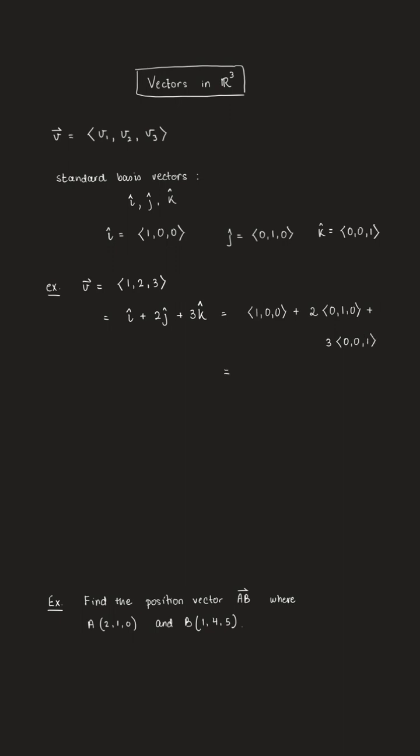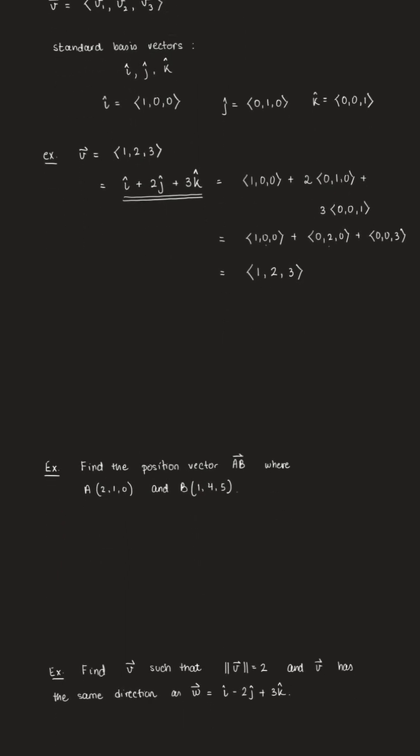And performing the scalar multiplication here, we have 1, 0, 0 plus 0, 2, 0 plus 0, 0, 3. And vector addition, we could represent it visually, but we can also add component by component, which is what we'll do here. So when we take all the x components together, it's 1 plus 0 plus 0. That will give us the 1. Adding the y components will give us the 2, and the z components will give us the 3. So any vector in R3 can be written as a linear combination of the standard basis vectors.